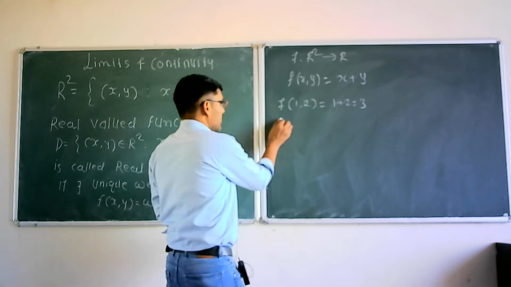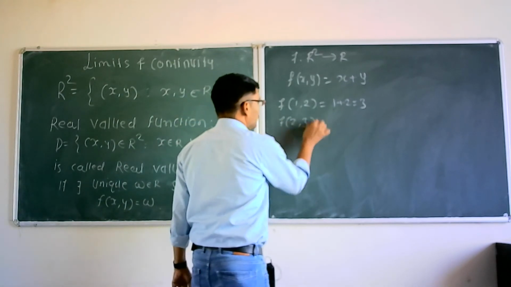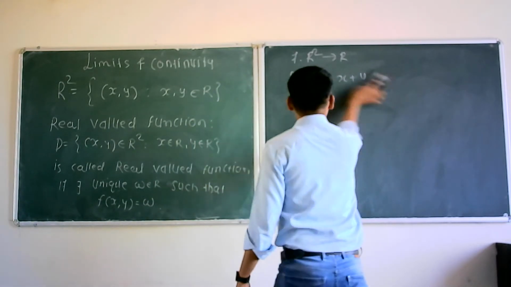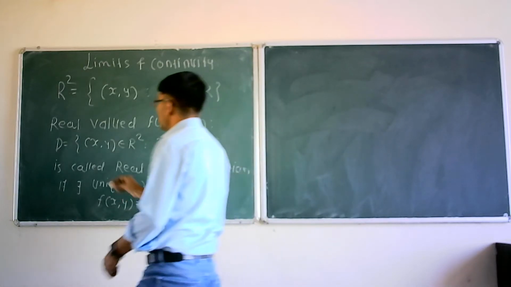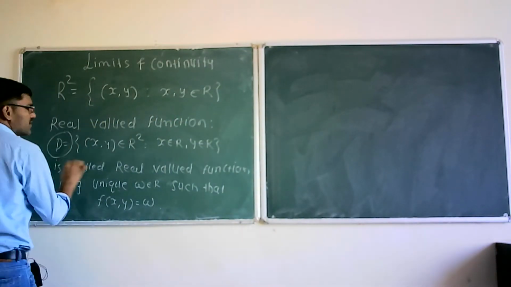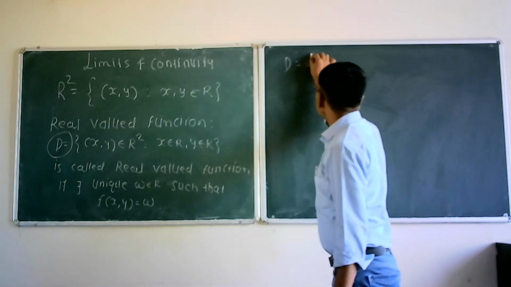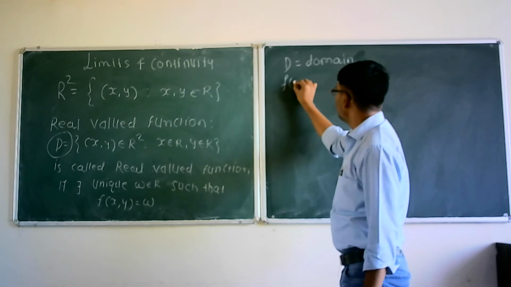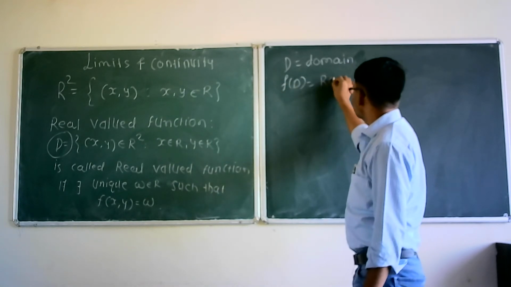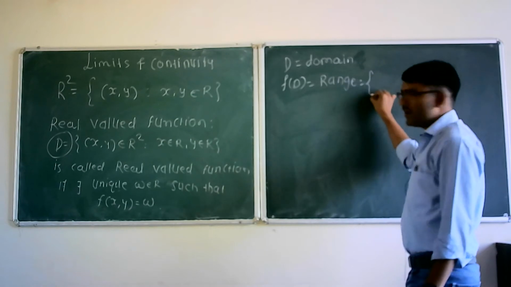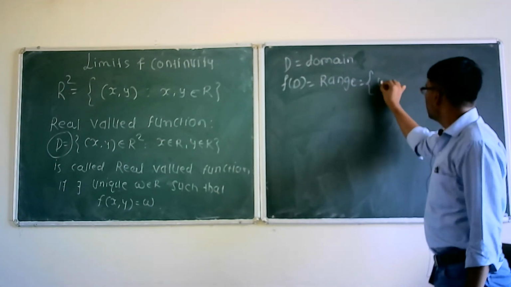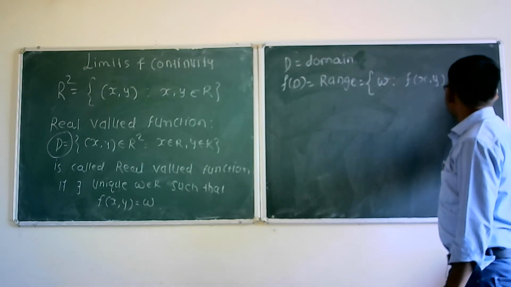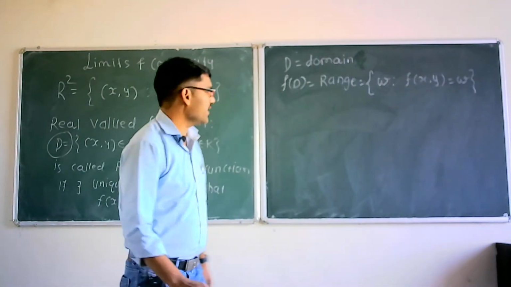So it is a real valued function. If we take x equal to 2 and y equal to 3, it is 2 plus 3, which is 5, and so on. Here the set D is called the domain. And f of D is called the range. Range is the collection of all W such that f of xy is equal to W.